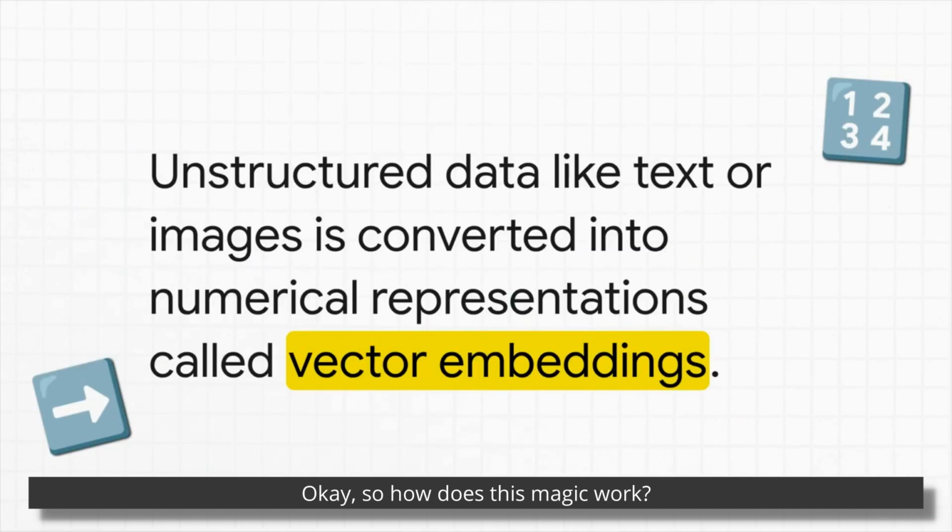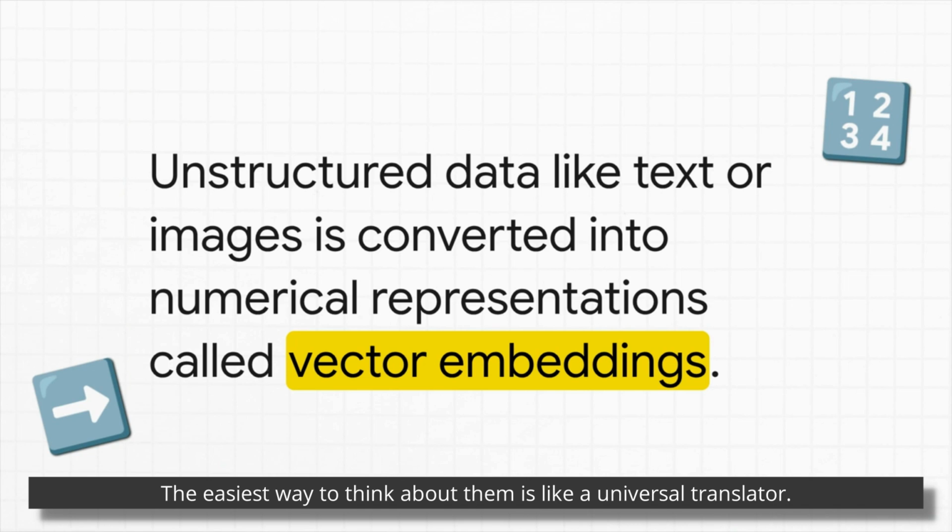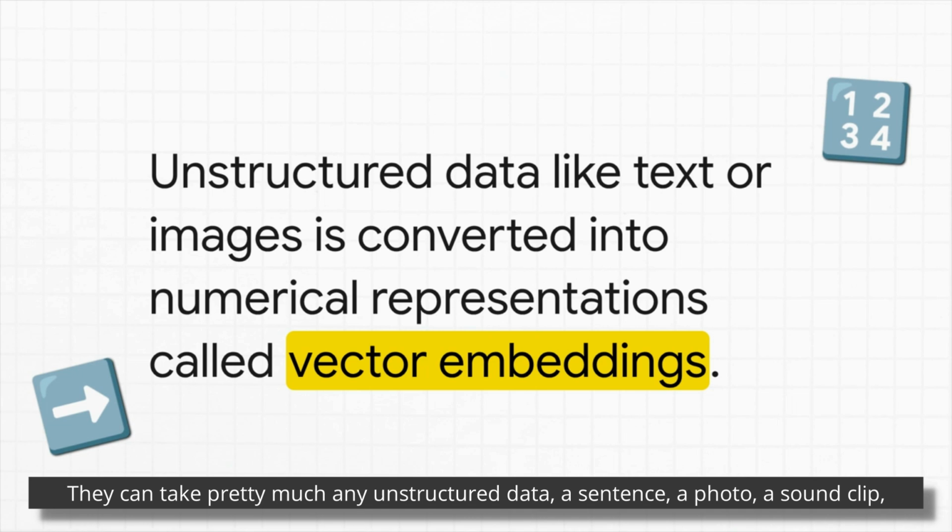Okay, so how does this magic work? Well, at the very heart of semantic search are these things called vector embeddings. The easiest way to think about them is like a universal translator. They can take pretty much any unstructured data, a sentence, a photo, a sound clip, and turn its essence into a big, long list of numbers.